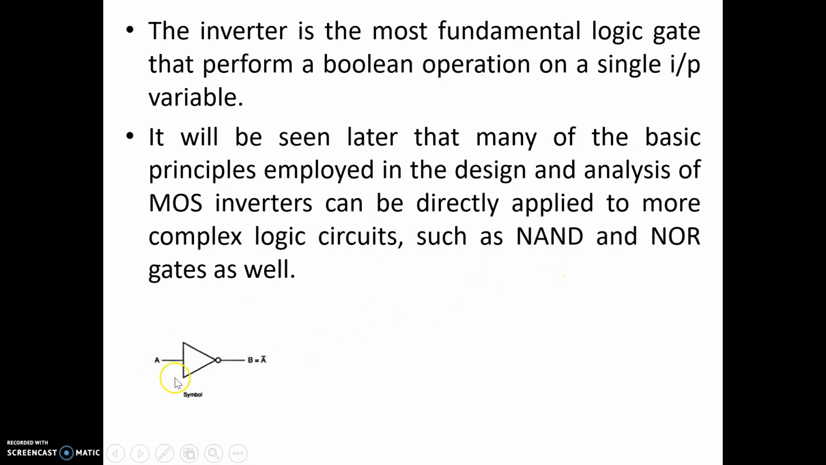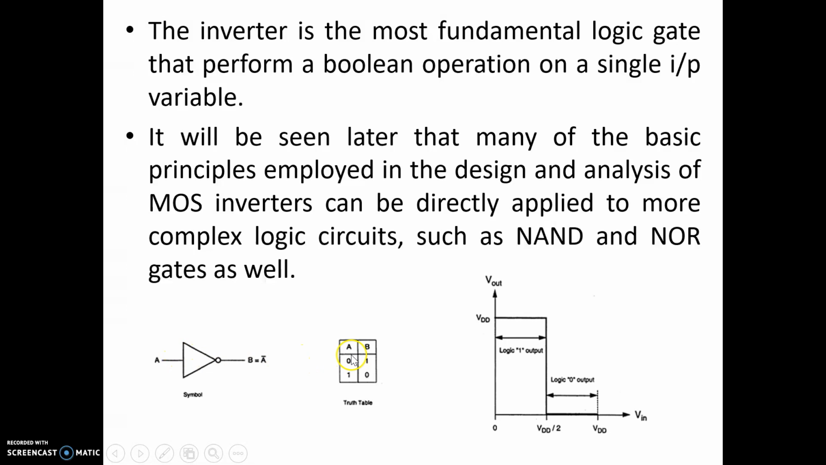This is the symbol of the inverter, where we apply the input A and we observe the output B. Output B is just the complement of the input A. That's why its name is inverter. So this is the truth table of the inverter. When the input is logic 0, the output is 1; when the input is 1, the output is 0.